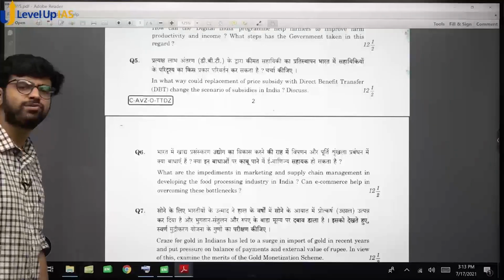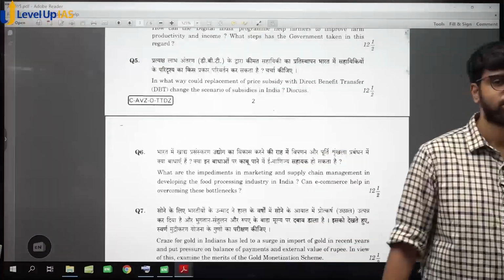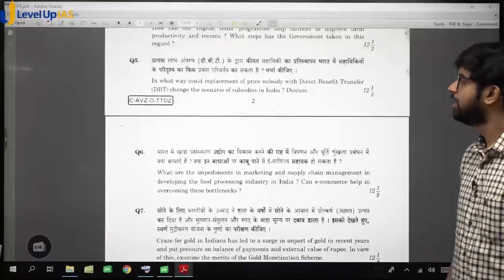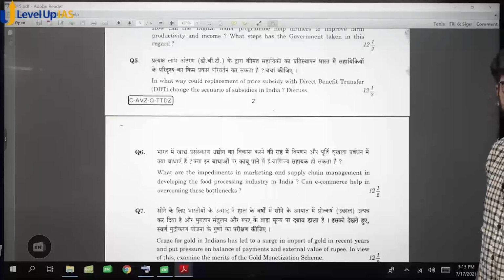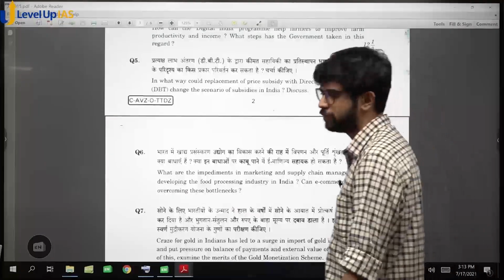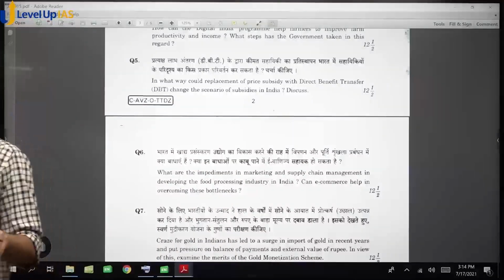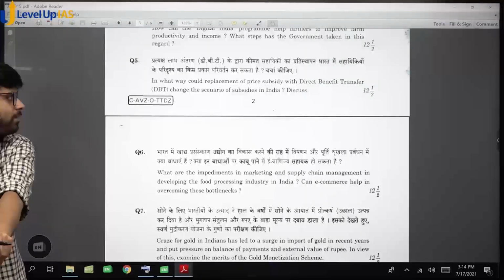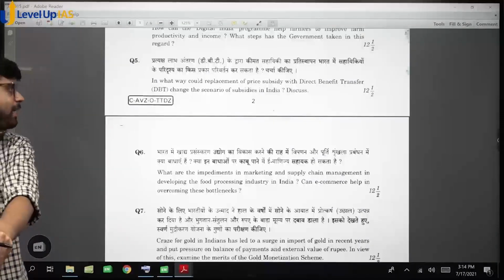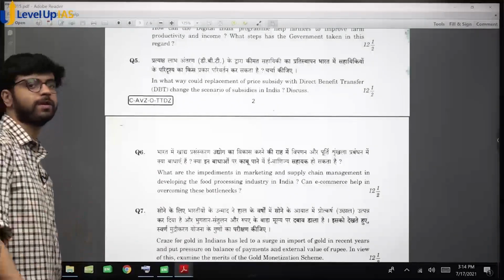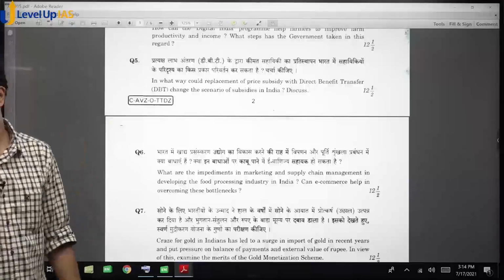5. Again, massively in news. Trust me, massively in news. This question: direct and indirect subsidies. They have asked what are the different types of subsidies and how will replacing subsidies with DBT affect the process of subsidies in India. Simple. Again, very easy, 12 and a half marker, 2015 question 5.